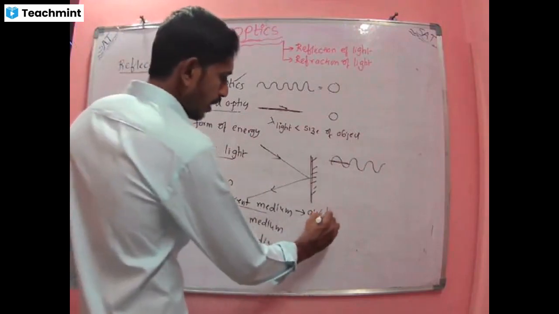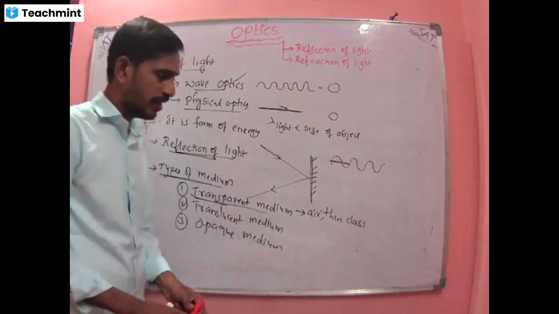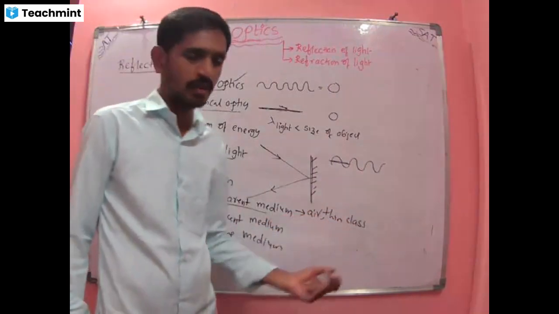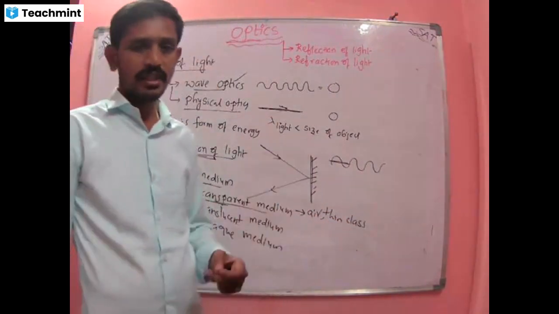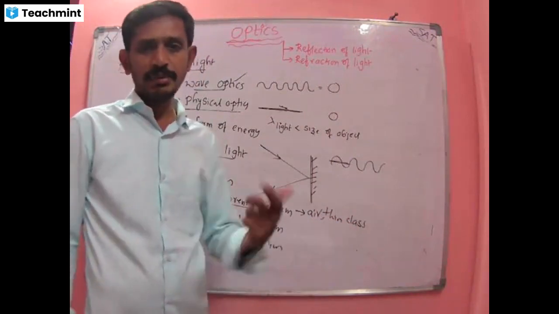One more example is thin glass. You know that in some showrooms, like the TVS showroom, sometimes we are unable to notice the glass. That type of glass is called thin glass. That glass acts as a transparent medium.